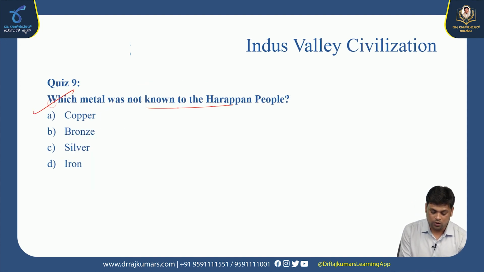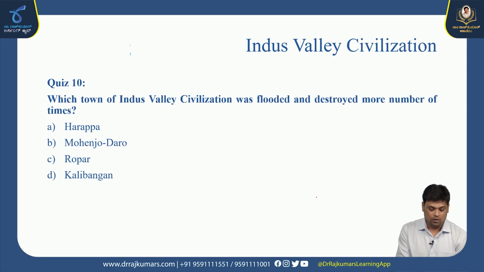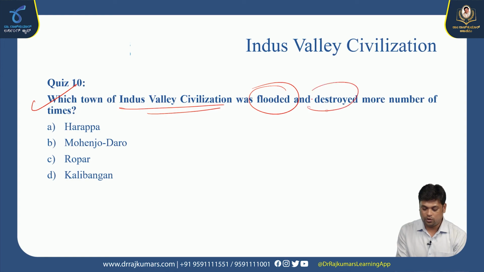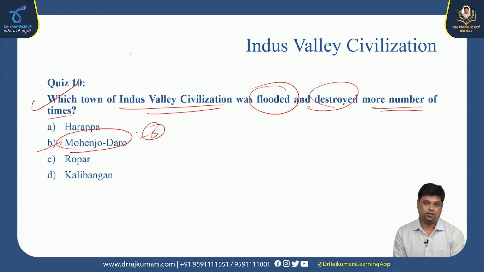Which metal was not known to the Harappan people? I think copper is known, bronze is known, silver is known, and iron was not. Which town of the Indus Valley civilization was flooded and destroyed the most number of times? Mohenjo-daro. The city was destroyed 5 times, because of floods.